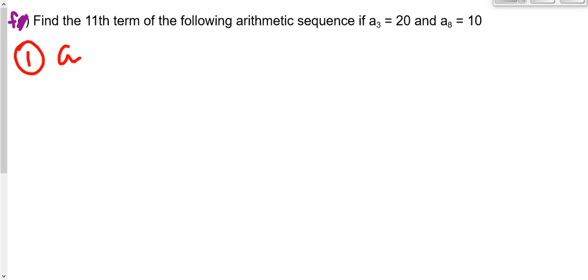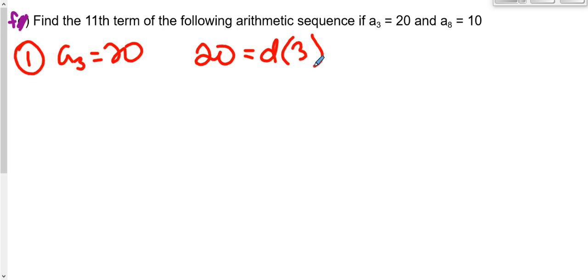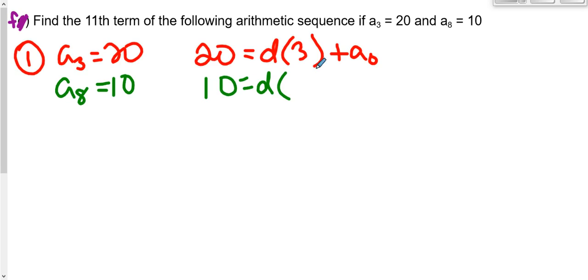We're going to use a sub 3 equals 20 to write our first equation. So a sub n, 20, equals d times n, which is the third term, and then plus a sub 0, which I don't know. And then we'll write our second equation, a sub 10 equals 8. We know that a sub n is 8 this time, and it's d times n, whatever that n term is, which in this case is the number 10, plus a sub 0. So here are our 2 equations.